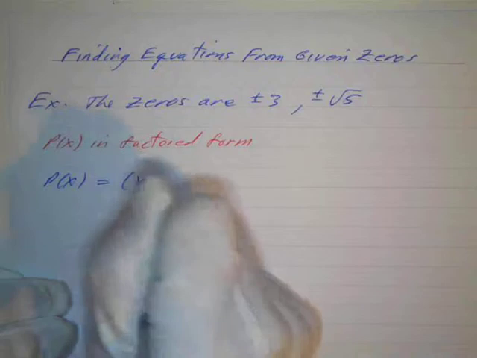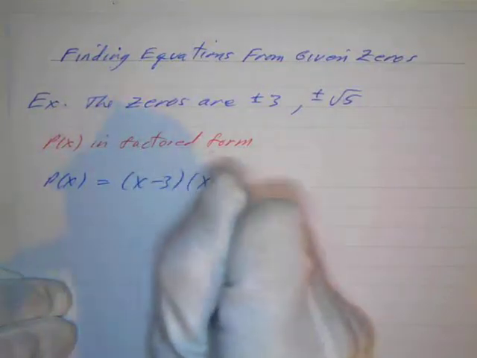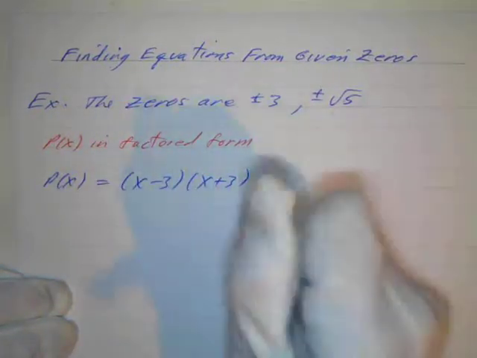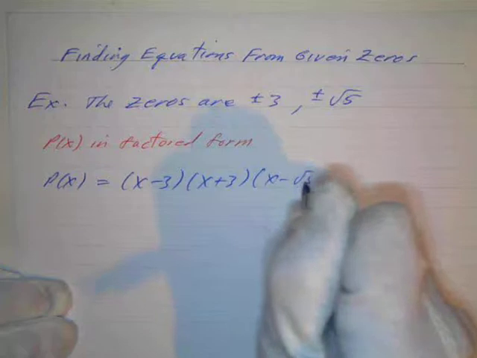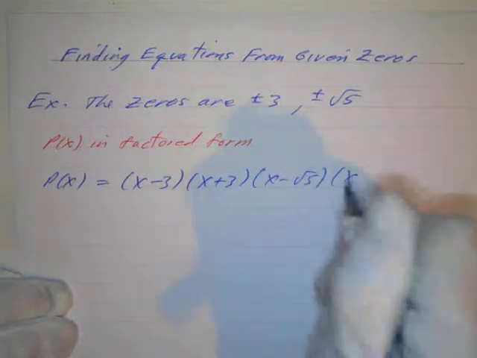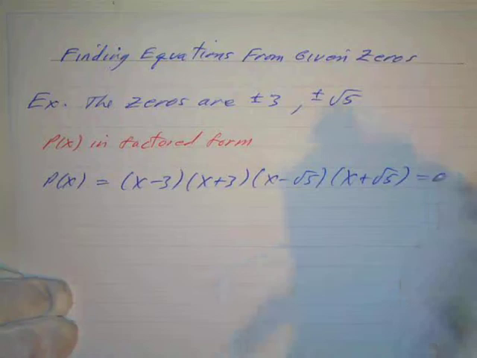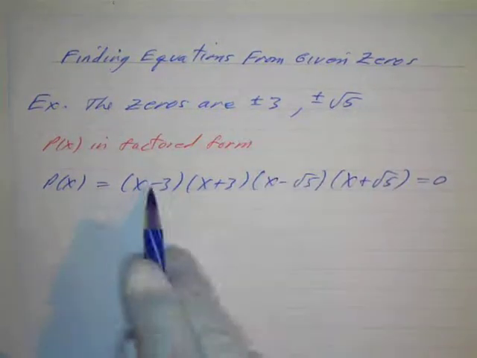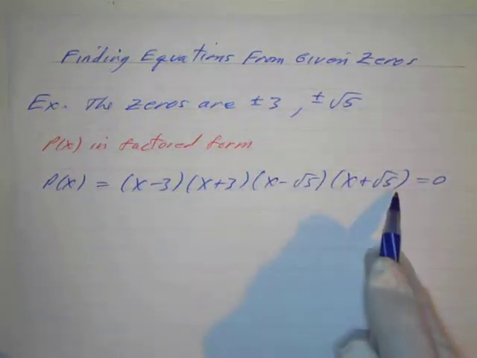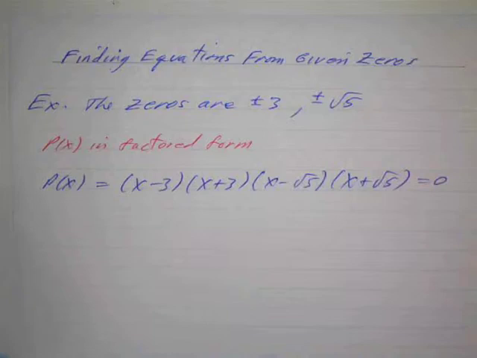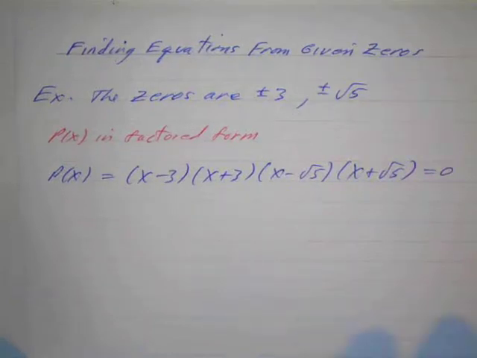to be x minus 3 times x plus 3, and then x minus the square root of 5 times x plus the square root of 5. And that's going to be equal to 0. And any of these values, if we put this into this equation, we're going to get a factor that's 0, so the whole thing would be 0. Okay? Now we have to multiply it out.